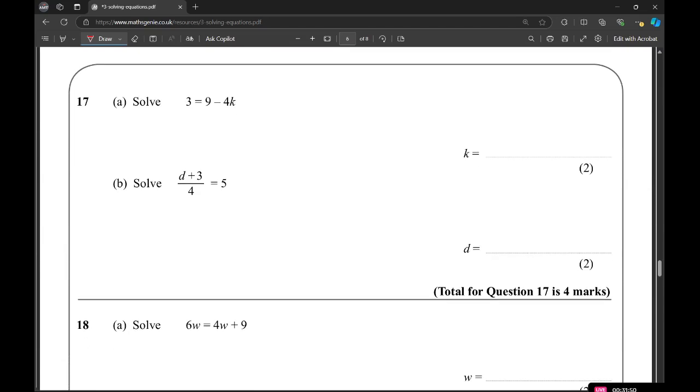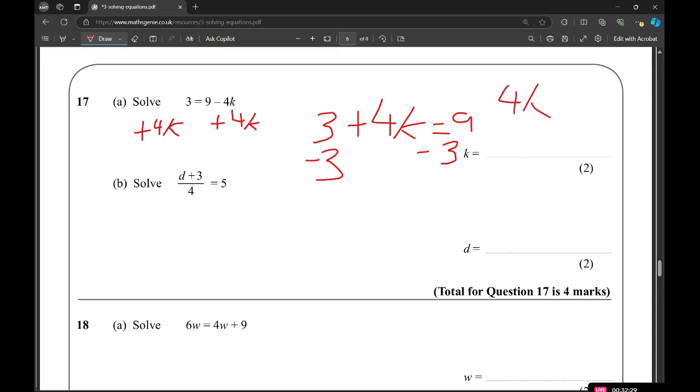Next one, guys, is slightly more tricky now. 17a. Solve 3 equals 9 minus 4k. So step 1, I'm going to add 4k to each side to make the letter positive. So you have 3 plus 4k is equal to 9. Subtract 3 on both sides. 4k is equal to 6. Divide by 4 on both sides, we get k equals 6 quarters, which simplifies to 3 halves, or 1.5. Either answer would suffice.